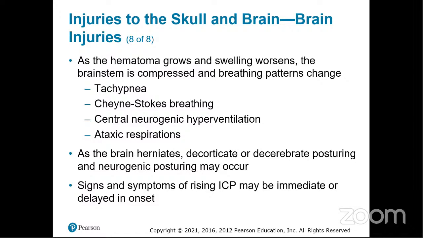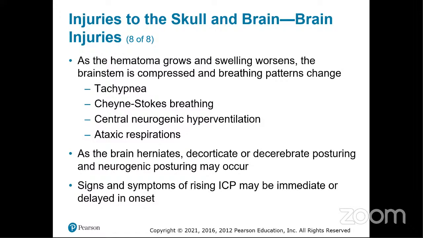Then we'll go to Cheyne-Stokes breathing. We'll YouTube it. When we start doing the patient assessments, we'll YouTube a lot of these breathing and heart sounds just to let you guys hear them. And then central neurogenic hyperventilation. And then ataxic, meaning without rhythm, so they just stop breathing and respirating.